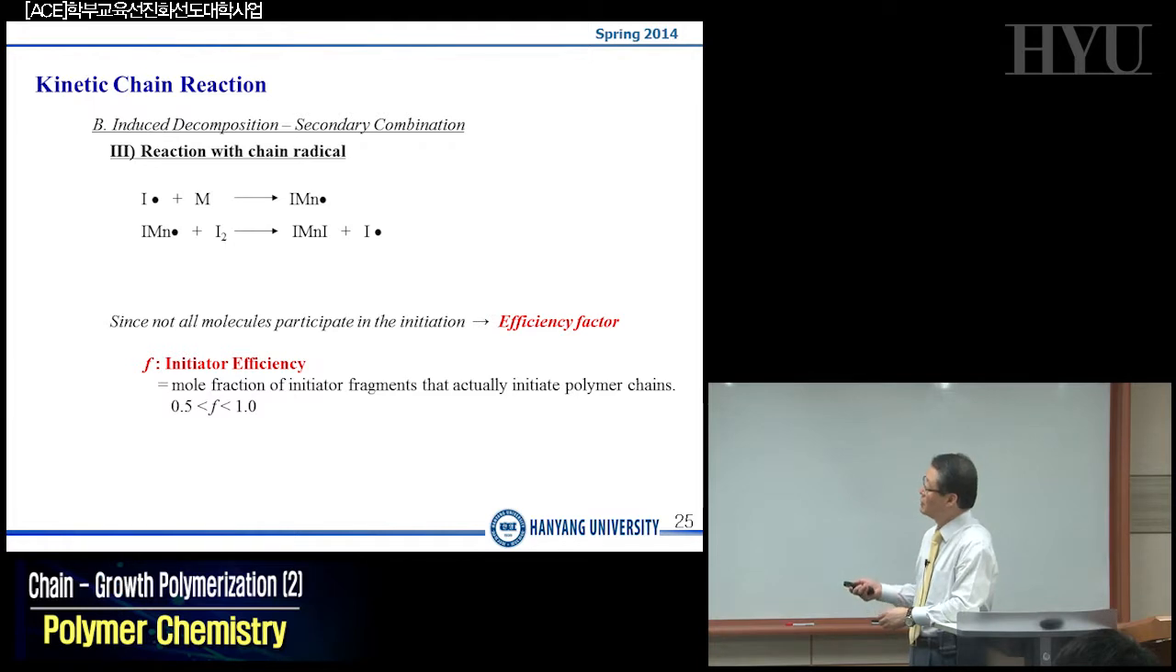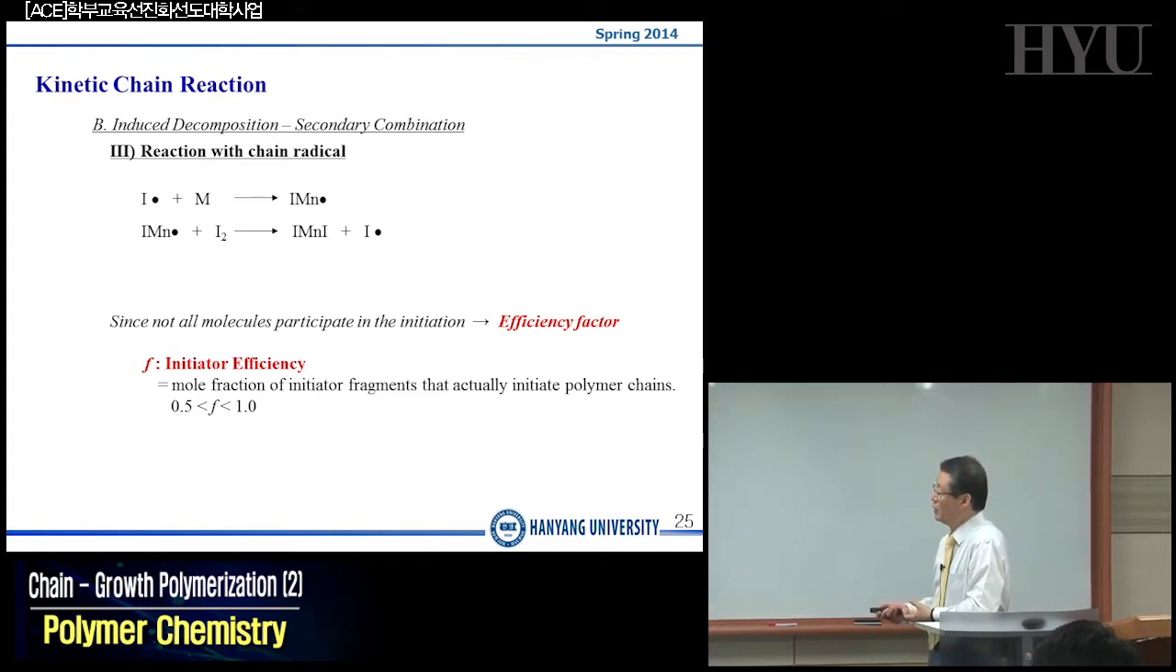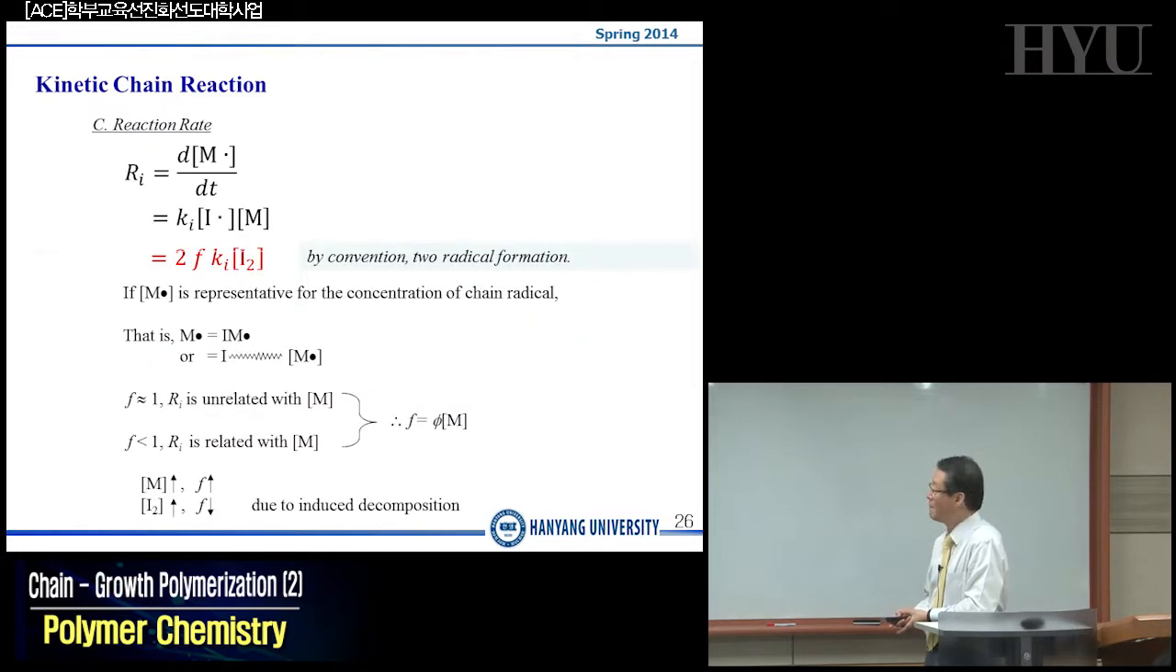Okay, the third reason of the induced decomposition is that I dot will attack this M, and this IM dot will attack this I2 and becomes the I dot, which is the same as the previous cases, just changing the solvent and the monomer in this case. So we have to think about the efficiency factor, and the efficiency factor usually ranges from 0.5 to above 1.